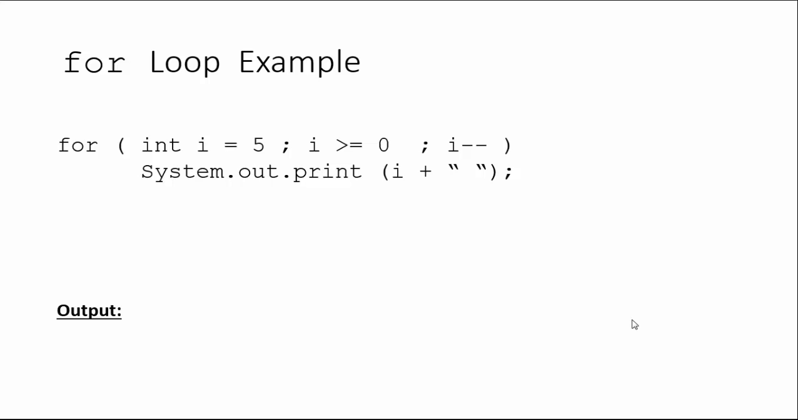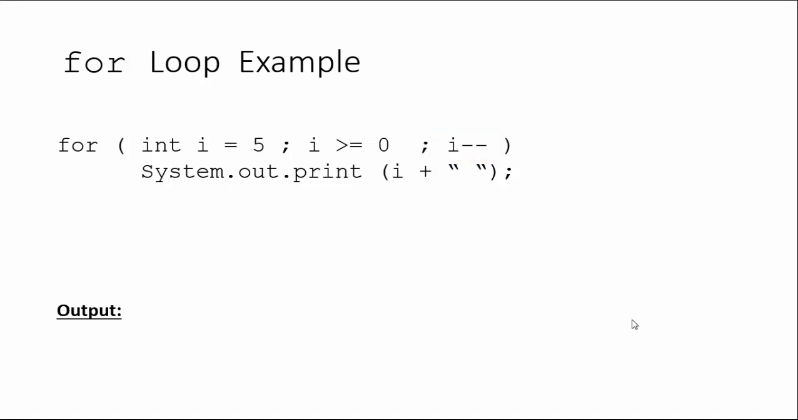A common question on upcoming tests and on the AP exam is how many times will the statements in this for loop execute? And to calculate that number, you're going to look at the counter variable, the condition, and then the incrementer. We can see that our counter starts at 5, and we will go into the loop as long as I is greater than or equal to 0. Every time we execute the loop, we'll subtract 1 from our counter.